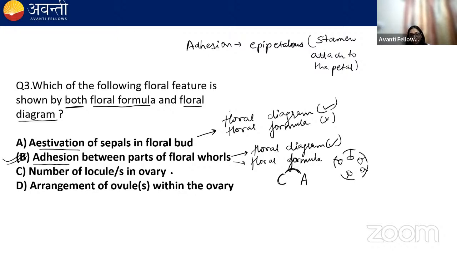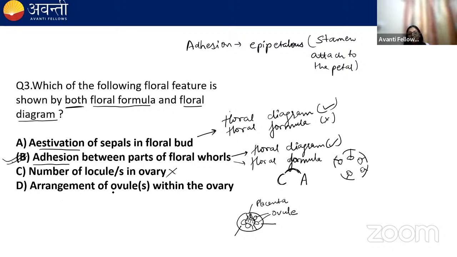Number of locules in an ovary. Let me draw it. This is an ovary and these are the ovules, and this is the placenta. I'm drawing it very roughly. You can see these compartments, one here, one here. These are the locules which divide the ovary into 2 compartments. It could be bilocular, monolocular, or multilocular. The number of locules you can see in the floral diagram, but not in the floral formula. The question is asking about both, so this is also incorrect.